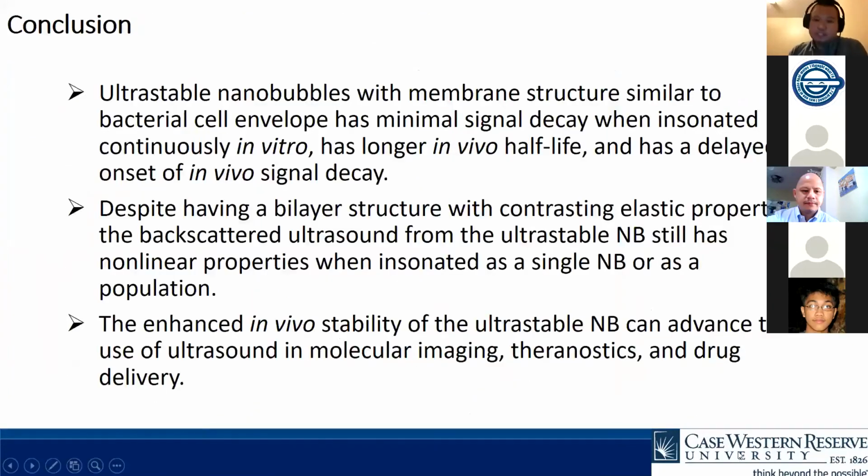So in conclusion, we developed an ultrastable nanobubble with a membrane structure that's similar to the bacterial cell envelope, and it has minimal signal decay when insonated continuously and has a longer in vivo half-life and delayed onset of in vivo signal decay. Despite having a bilayer structure with contrasting elastic property, it still has the higher harmonic required for harmonic imaging, and the enhanced in vivo stability of the ultrastable nanobubble can advance the use of ultrasound in molecular imaging, theranostics, and also drug delivery.